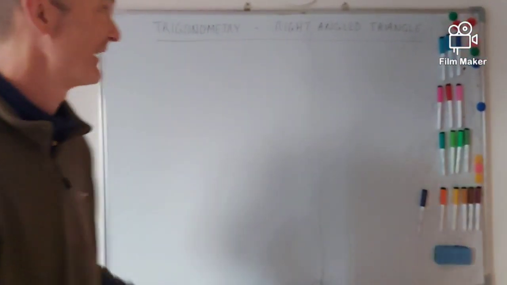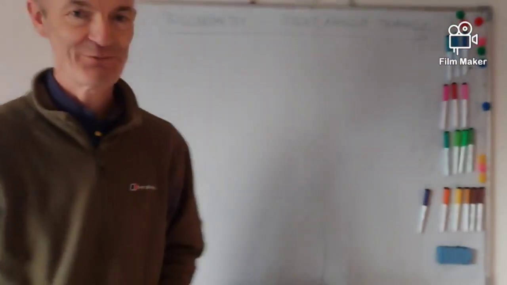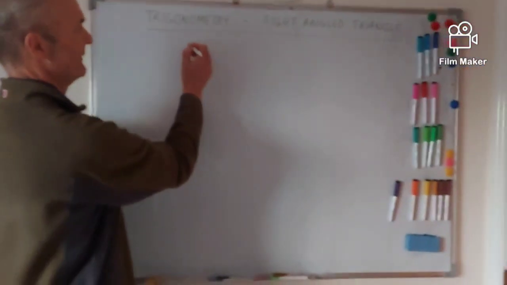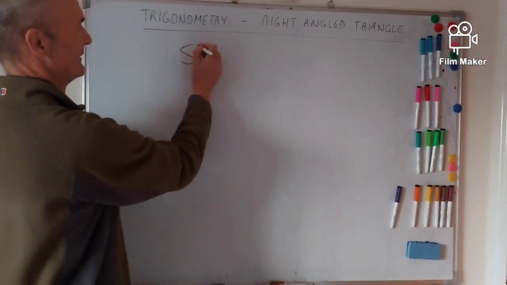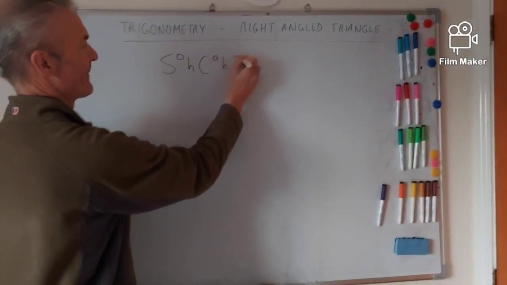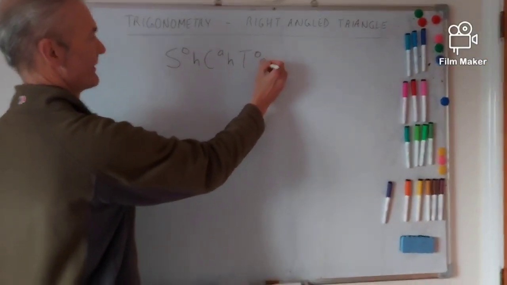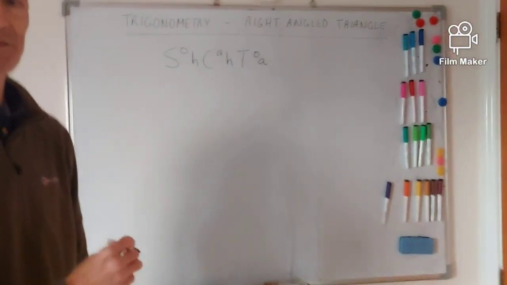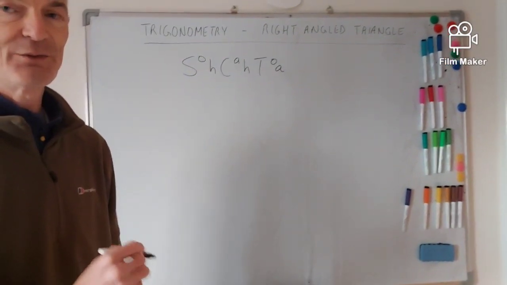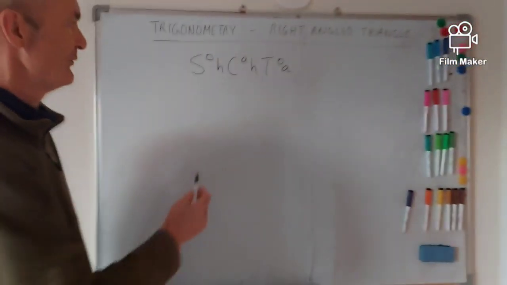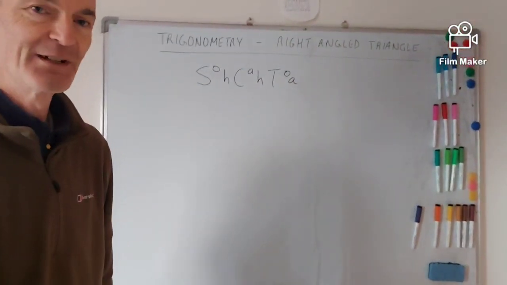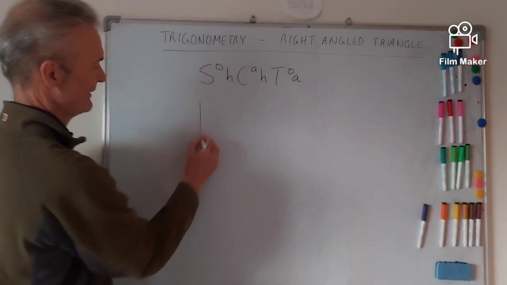Today we're going to have a look at trigonometry, right angle triangle. So I like to start with this by writing down SOHCAHTOA. Now you're going to use this little acronym to work out sides and angles of the right angle triangle. Now I've written it in a particular way like this, and I'll explain why that is a little bit later on. But first, here's a right angle triangle.